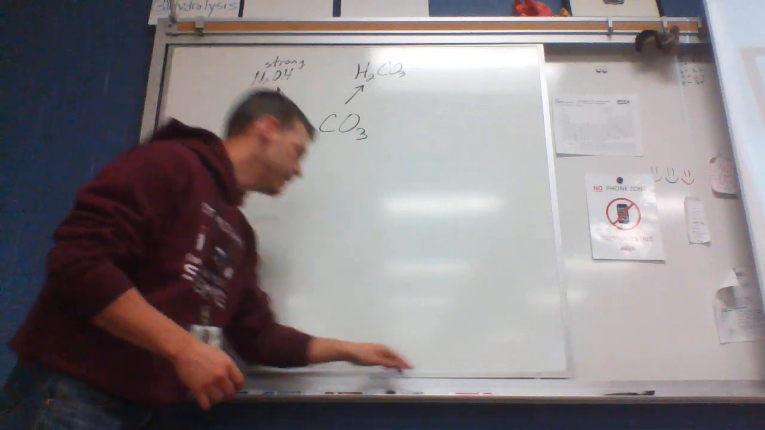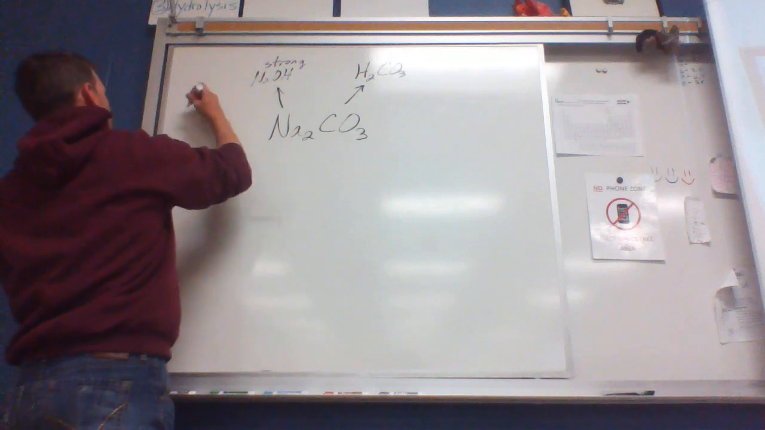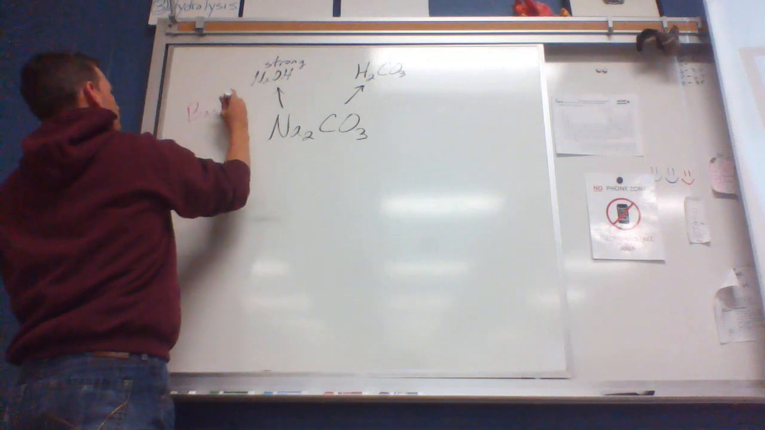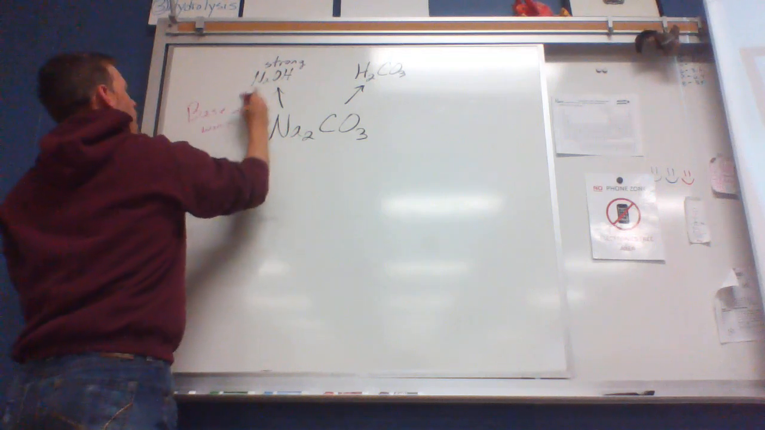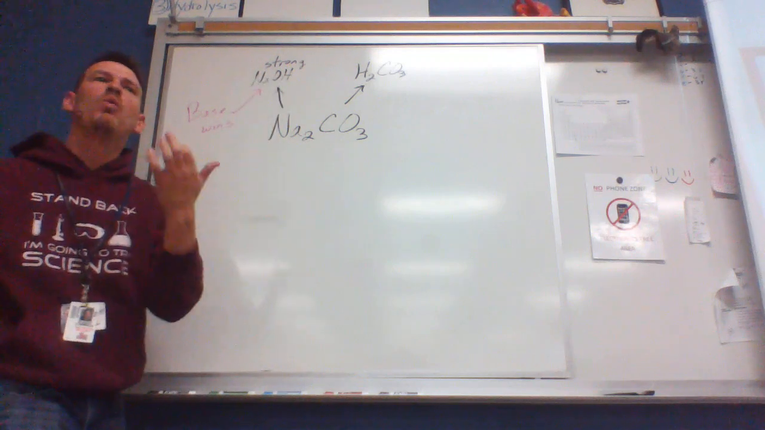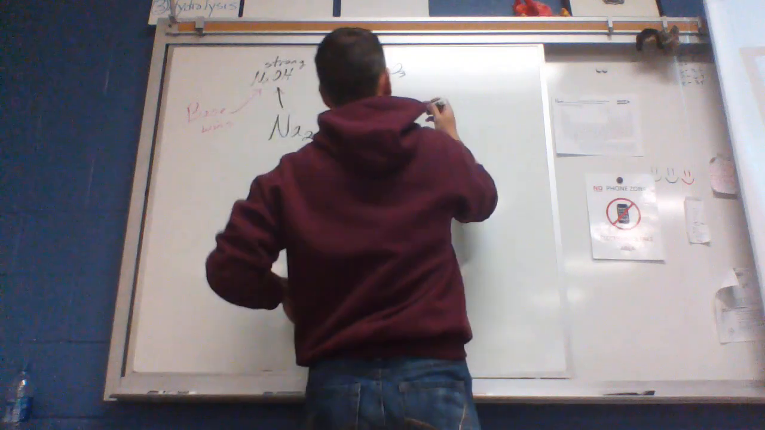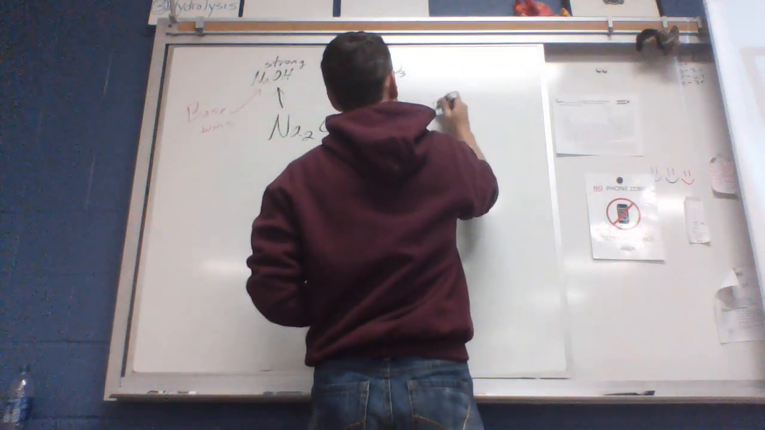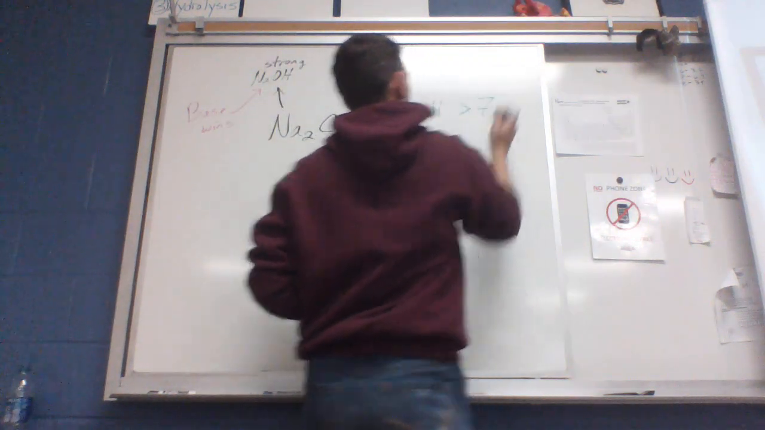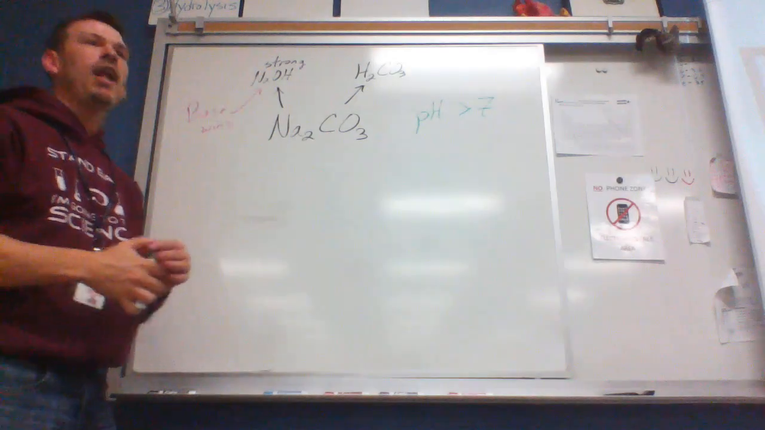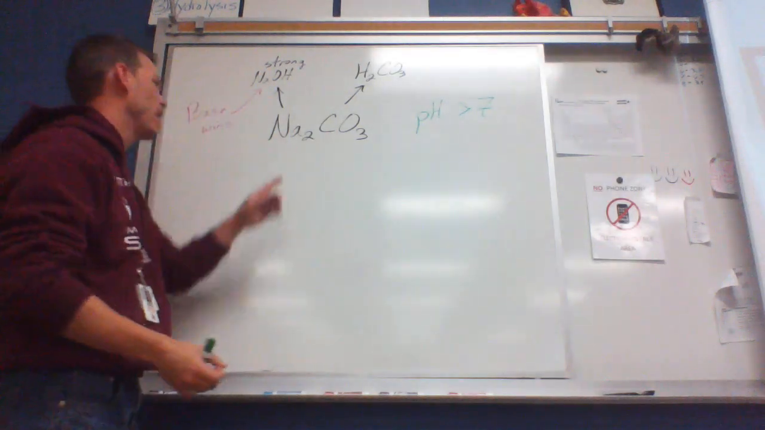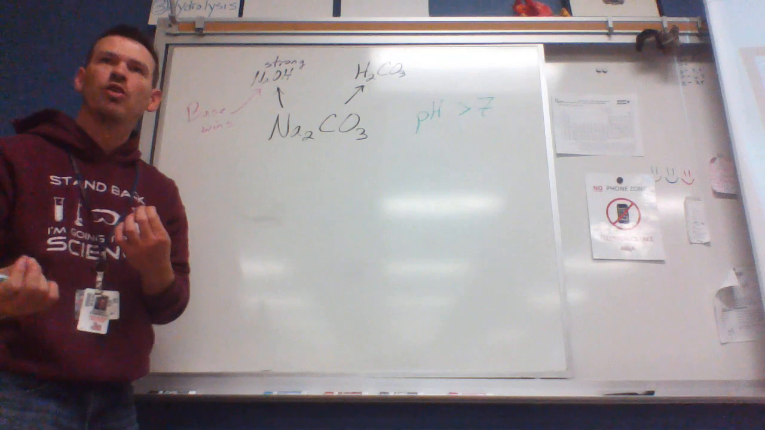So who wins? Well, check it out, y'all. The base wins. All right. So if the base wins because strong will beat weak, what do we know immediately about the pH? pH will be above 7. The pH is going to be greater than 7. All right? So look at all these conclusions we can draw by just being given a salt.